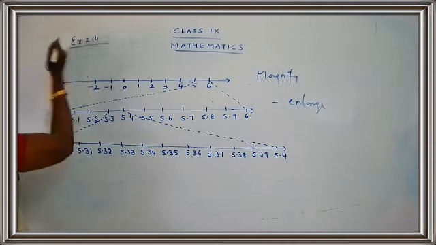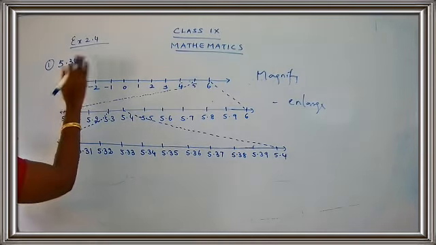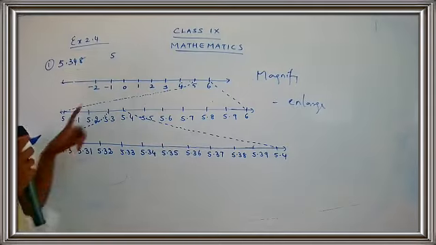So what was the first number? See, this is the question, 5.348. So first of all, take 5. I took 5.